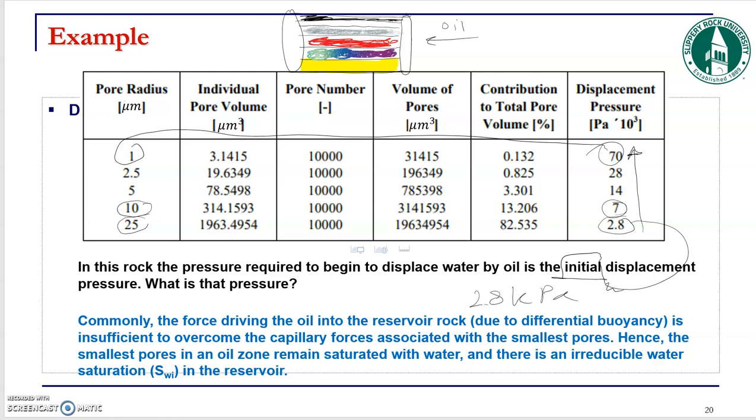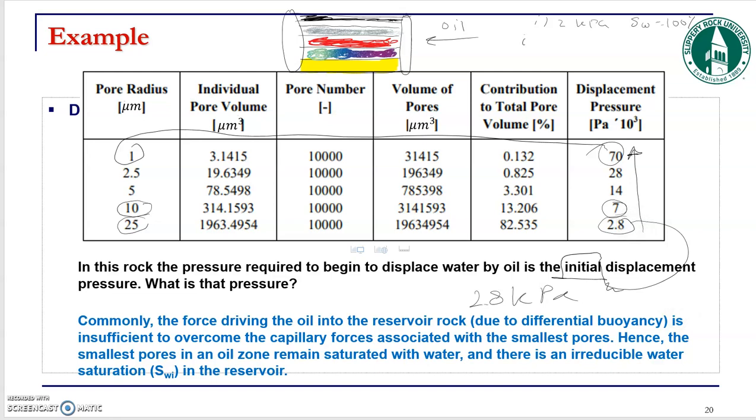So let's say you are injecting initially at 2 kilopascal. Can you remove any of this water from the core sample? The answer is no, because the minimum pressure that you require to displace any water from this core sample is 2.8 kilopascal. So what happens to your water saturation in this case? It doesn't change, right? 100% initially.